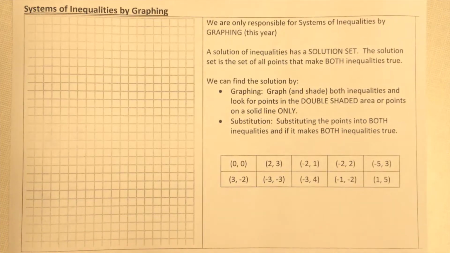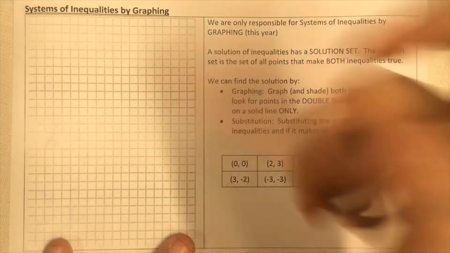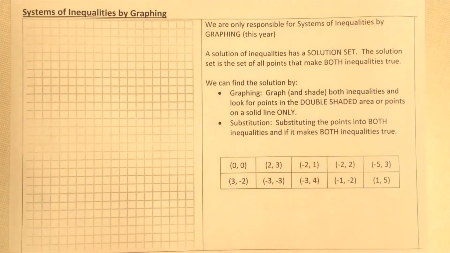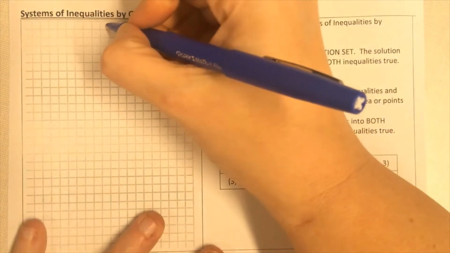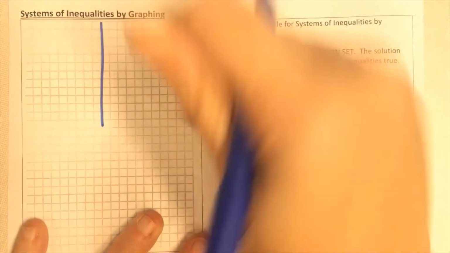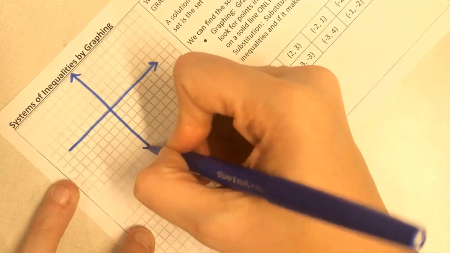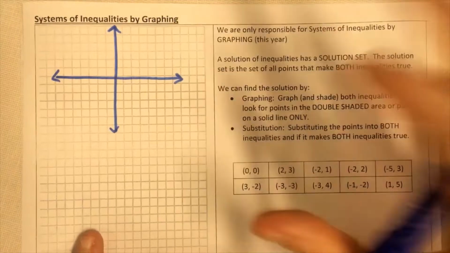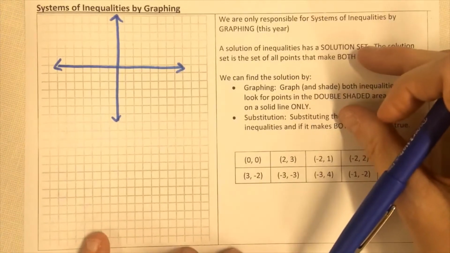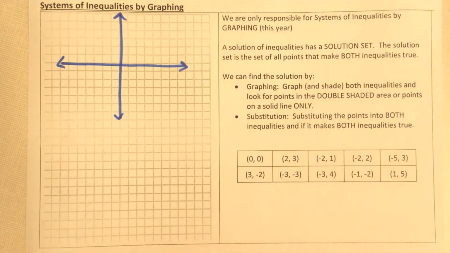We've talked about systems before. Systems are, in math, two lines or two inequalities, two linear functions, and how they interact with each other. In this case, we're looking at systems of inequalities. So when I look at a system of inequalities, I'm thinking about how these two inequalities interact with each other. This year we are only responsible for systems by graphing. Next year, in Algebra 2, you're going to have to find systems of inequalities in other ways, but this year, so far, we only have to worry about graphing.